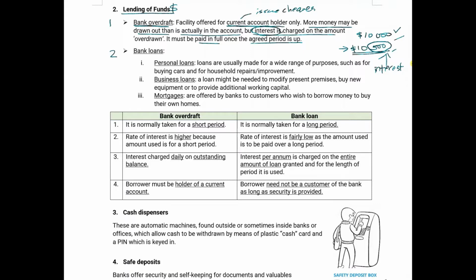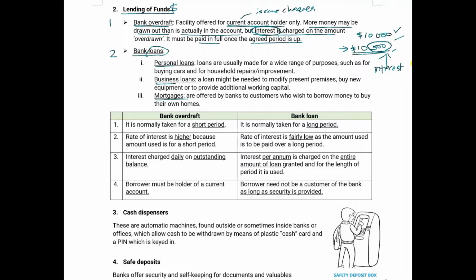Okay, next, number two, bank loan. You can borrow money from the bank, or we say that the bank loans you the money. There are three different types of bank loan. Number one, personal loan. Number two, business loan, and number three, mortgage. You can think of a loan as: the bank loans you the money, meaning you borrow a sum of money from the bank. It's called the bank loan. So the loan by the bank can be any of these three.